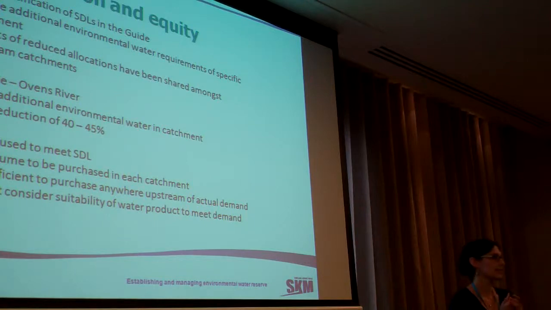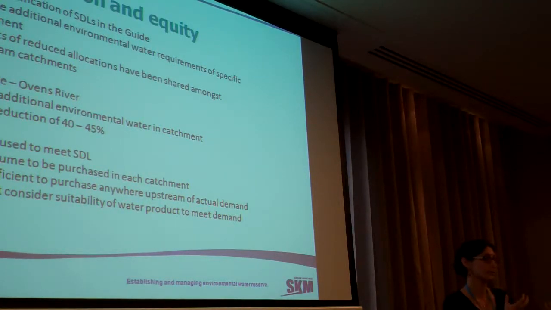So an example of that is the Ovens River, where the guide to the basin plan says that there's zero additional environmental water requirement for that system, but the SDL will result in a reduction of 40 to 45%, and that's to help meet requirements down in South Australia. So if the buyback is being used as the mechanism to reach the SDL, that then suggests that there's a certain volume of water that needs to be purchased from the Ovens to address the SDL issue. So it's redefining where the purchases need to happen.